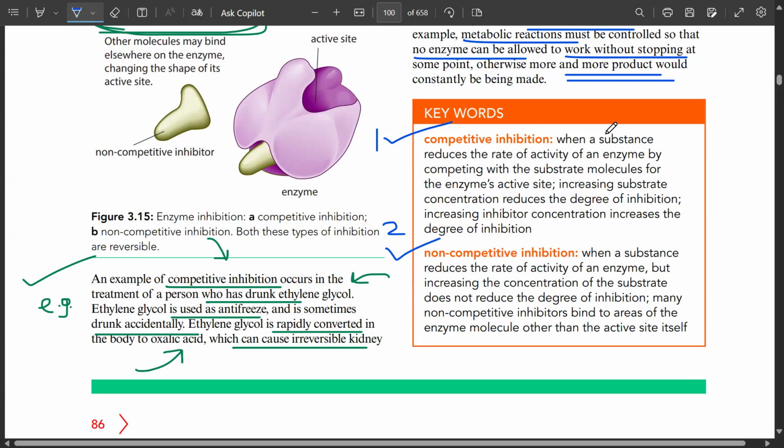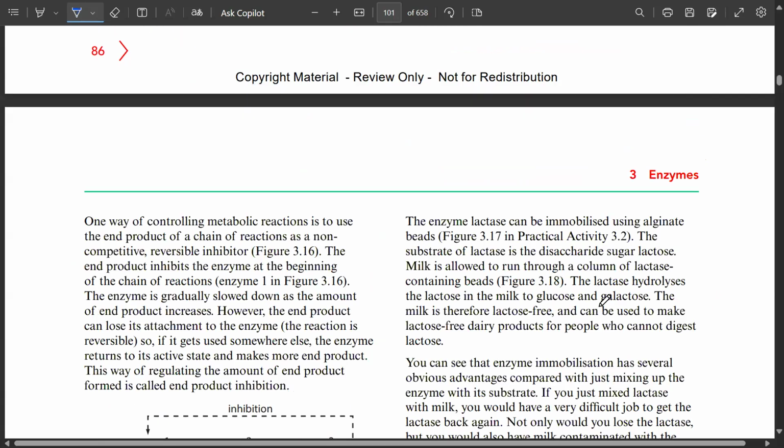Good. Competitive inhibition is when a substance reduces the rate of activity of an enzyme by competing with the substrate molecules for the enzyme's active site. Increasing the substrate concentration reduces the degree of inhibition, and increasing the inhibitor concentration increases the degree of inhibition. Non-competitive inhibition is when a substance reduces the rate of activity of an enzyme, but increasing the concentration of substrate won't help you anymore. There you had fixed the work by increasing the substrate concentration, you had reversed it. Here you can't do it.